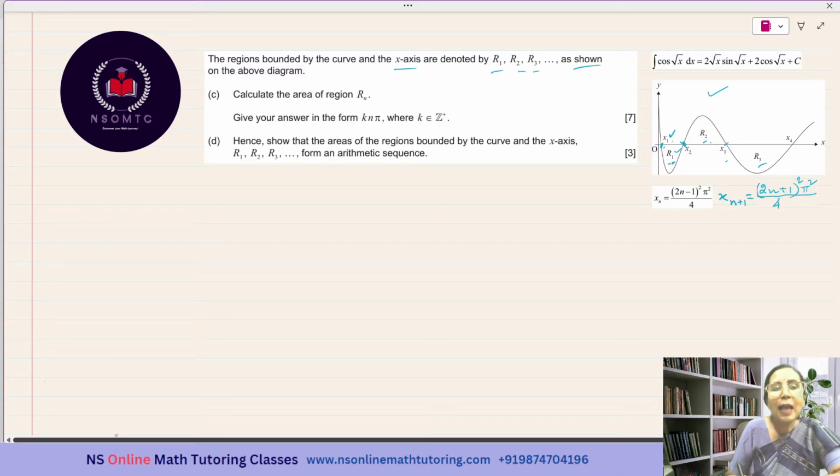Subpart C's question is calculate the area of region Rn. So it is just a general expression that they want to get, and it is having 7 marks.